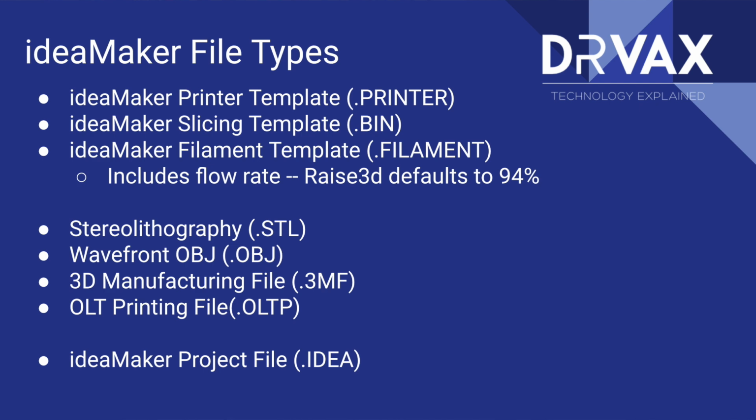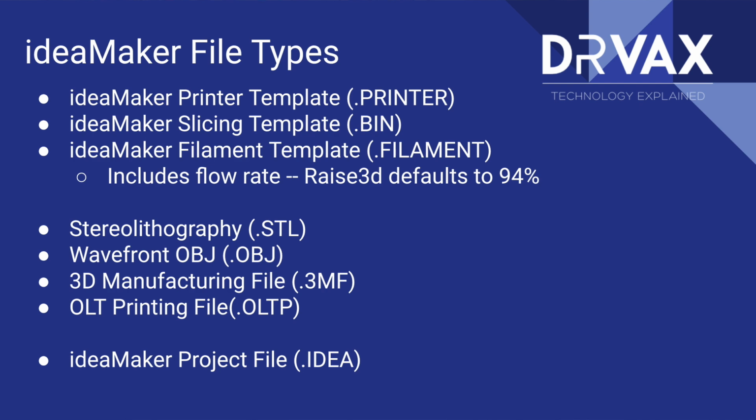The second file is a bin file. That's the equivalent of a profile in most other 3D printers. They call it a template in ideaMaker because it's a set of rules. It's a template for producing 3D prints in your factory across potentially multiple printers. These templates have built-in support for IDEX, independent dual extruder features, just as the printer template has built-in support for multiple extruder printers.